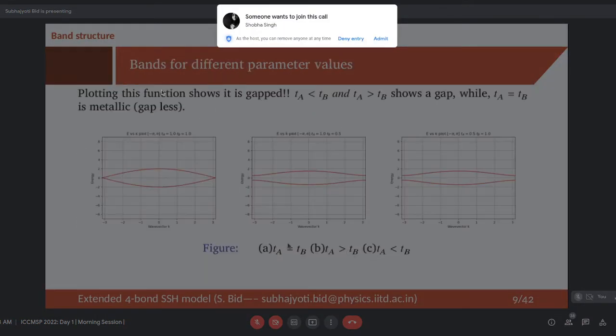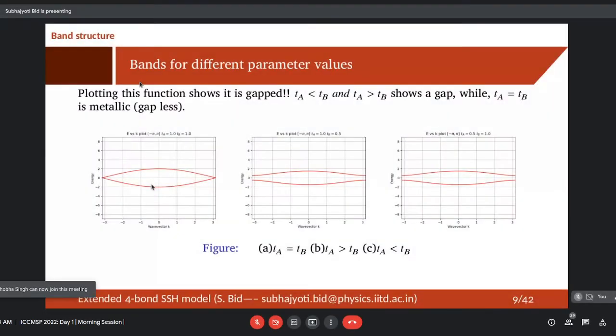One is TA equal to TB, where the system is metallic, that is, there is no gap at the Brillouin zone boundary, and then TA greater than TB and TA less than TB. Here the system is gapped, the system is insulating, there is a gap at the Brillouin zone boundary. But these two phases, that is TA greater than TB and TA less than TB, where one hopping is greater or less than the other, give us the same eigenvalues, so the band diagram looks the same. But the question is whether these two phases are actually the same or not.